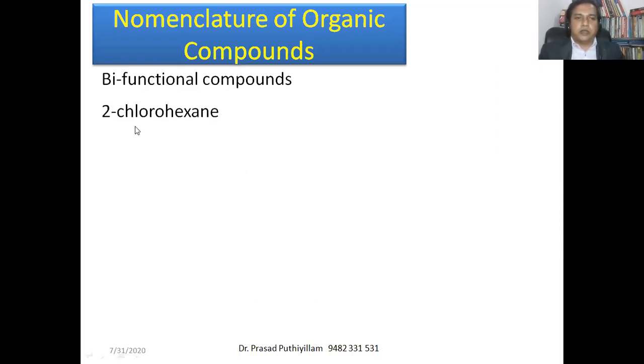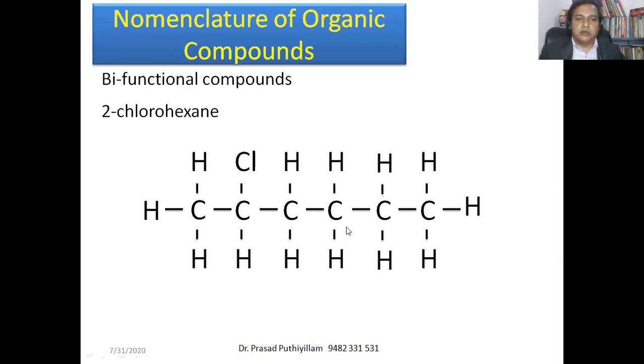Another compound is given, 2-chlorohexane. So now let us write the structure. The IUPAC nomenclature is already given. So how to give the structure now? This is hexane, so hexane means 6 carbon atoms. So let us take the 6 carbon atoms first. For 2-chloro, the second carbon atom has a chlorine. Now we need hydrogen atoms to satisfy the tetravalency of all carbon atoms. So let us give the hydrogen atoms. Now it is 2-chloro, so the second carbon atom has a chlorine atom attached to it. Therefore, it is 2-chlorohexane.